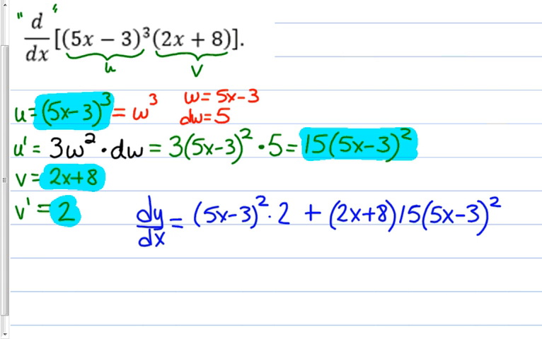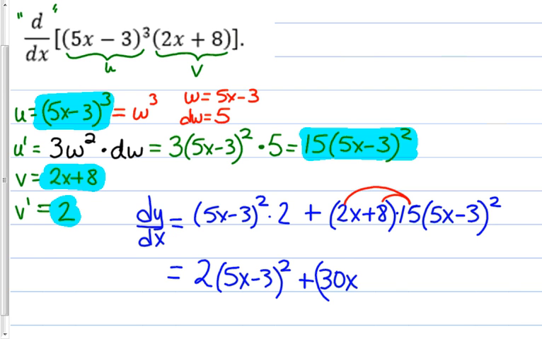I would rewrite it correctly though, like that 15 shouldn't be just smacked in the middle there. The 2 should come to the front. Actually, the 15, I can distribute that. So let's see, 15 times 2, that's 30x. 8 times 15, that's 80 plus 40, so that's 120. And then (5x minus 3) squared. And there you have it. There's the derivative of a composite function using product rule as well. So it's just a mixture.